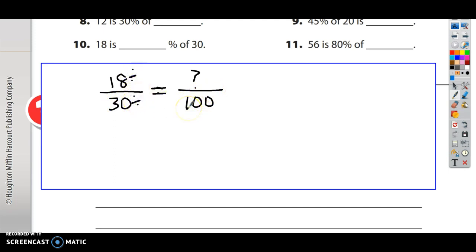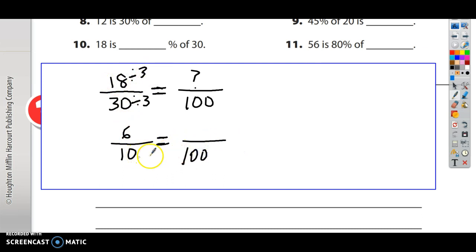And what can I simplify 18 and 30 by? Now, I could divide these just by 3. I could divide them by 6, but I could just divide by 3 as well. And watch why. If I do 30 divided by 3, I get 10, which is a great denominator. And if I do 18 divided by 3, I get 6. Now look at how easy this problem is.